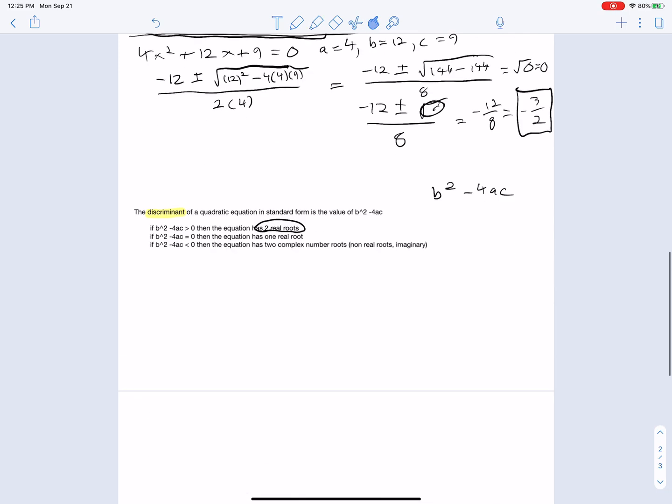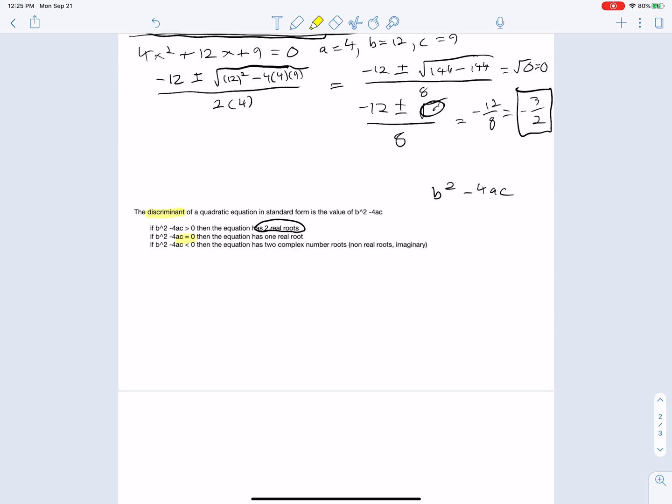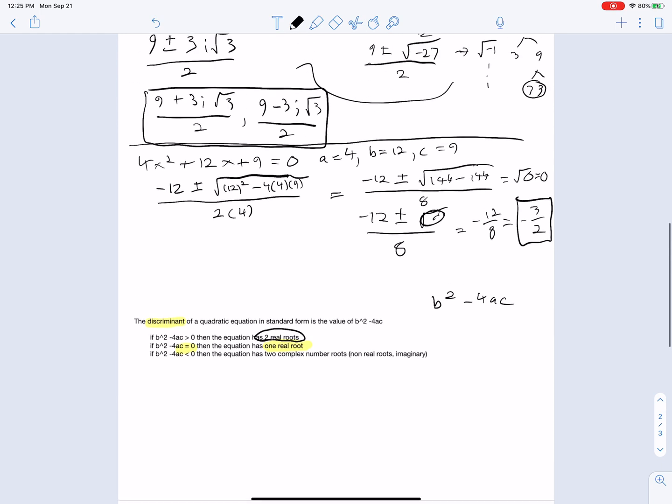On the other hand, if b squared minus 4ac is equal to 0, then we end up with one real root. We end up with one answer. And that's the last equation that we did. Because this equals 0, we end up with one real root answer.